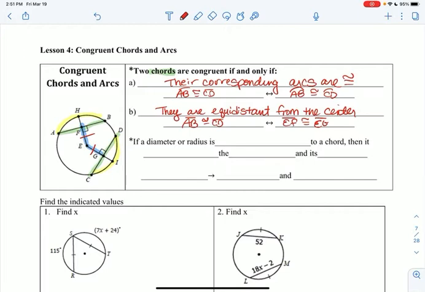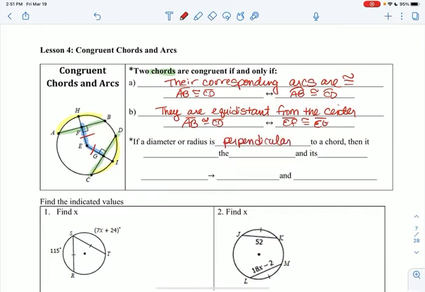Okay? And that should make a little bit of sense, because if the arcs are congruent, then the chords have to be the same distance away from the outside of the circle. And if FE and EG are congruent, then again the chords are the same distance away from the center. They have to be the same length, because the further you get from the center, the smaller your chords are going to get.